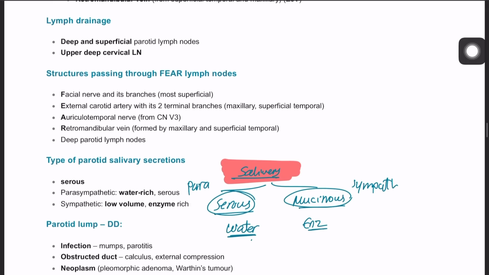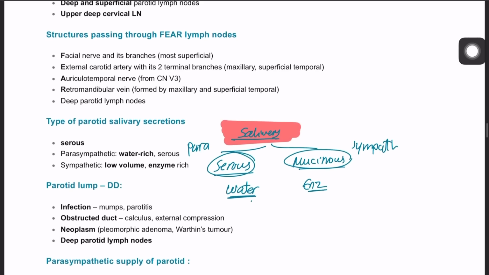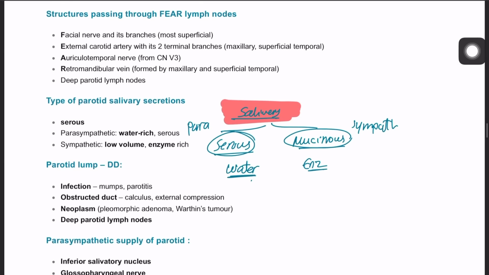The next question is asking about the differential diagnosis of a parotid lump. Like any lump, it could be one, an infective lump, two, an inflammatory lump, three, neoplastic, and four, whether there is a problem in drainage of the gland.